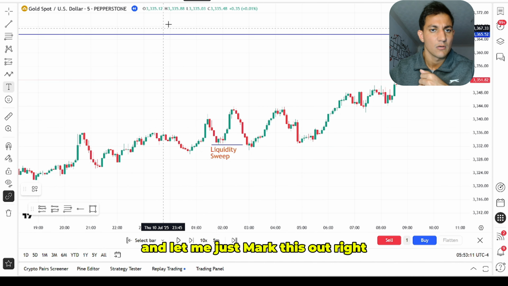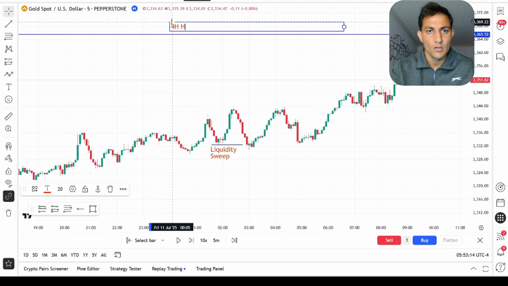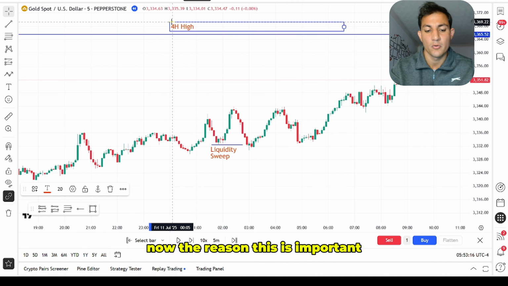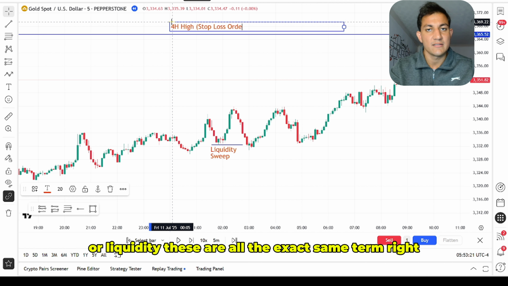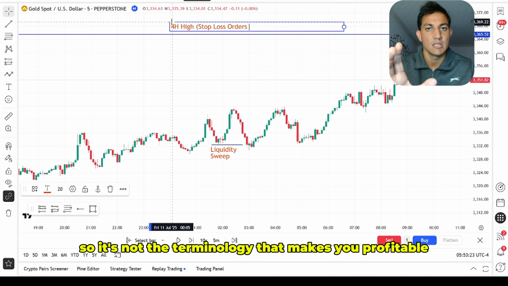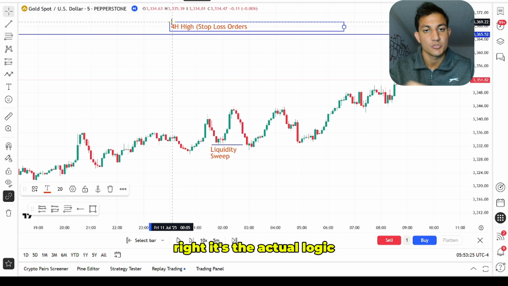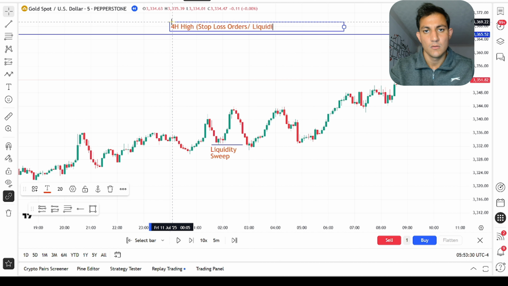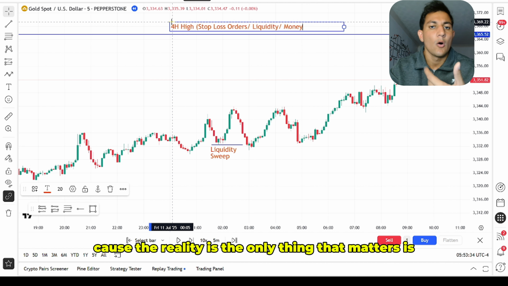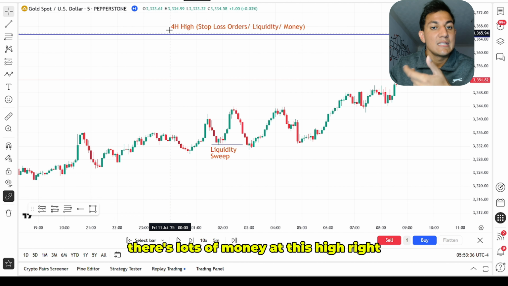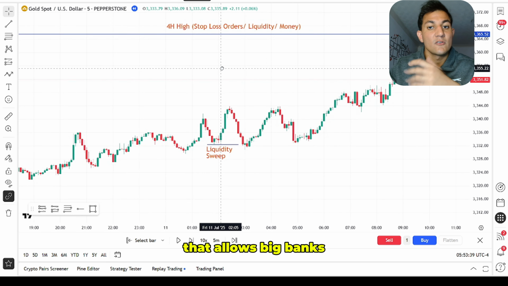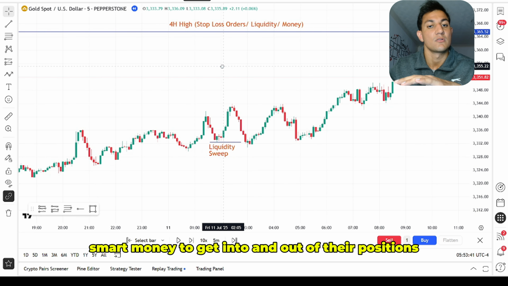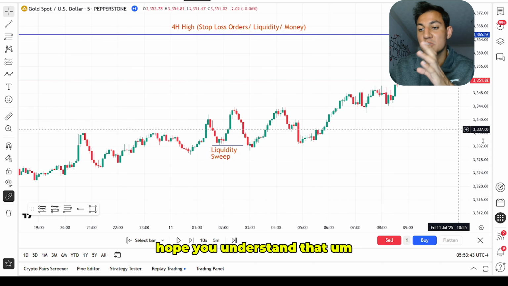Hope you understand that. So we've got our bias, which is this high here. And let me just mark this out, right? This is the 4-hour high that we talked about right in the beginning. Now, the reason this is important is because it has stop loss orders or liquidity. These are all the exact same term, right? So it's not the terminology that makes you profitable, right? It's the actual logic. So stop loss orders, what is it? Let's just say liquidity, or money, right? Because the reality is, the only thing that matters is there's lots of money at this high, right? That allows big banks, smart money to get into and out of their positions. The only reason these markets move. I hope you understand that.